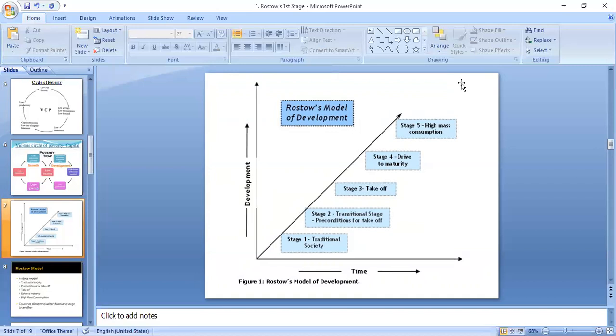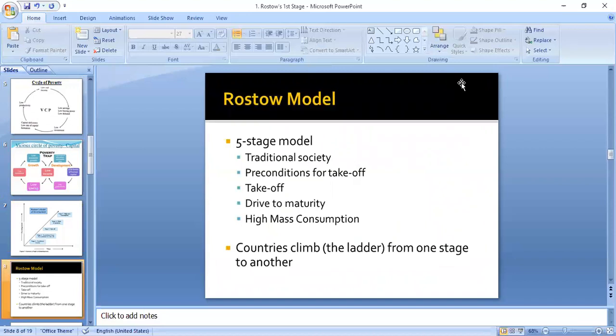These are the five stages of economic growth Rostow has been explaining in his theory. It will take time, and the time is represented on the x-axis, and the development is represented on the y-axis. As we have seen in that graph, the Rostow model of development or economic growth says that there is a five-stage model.